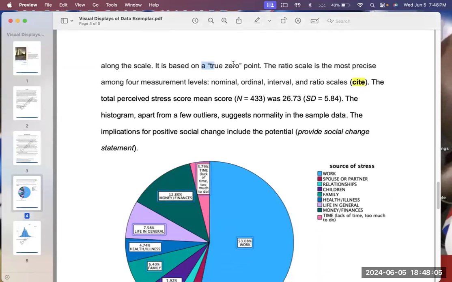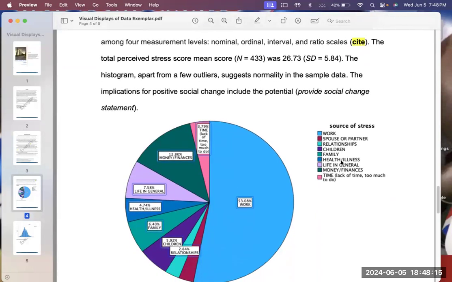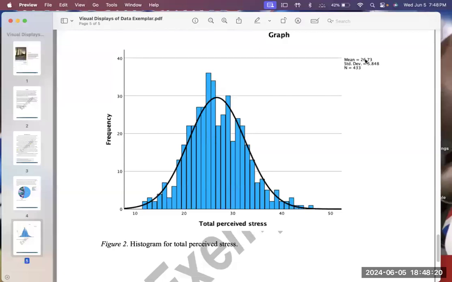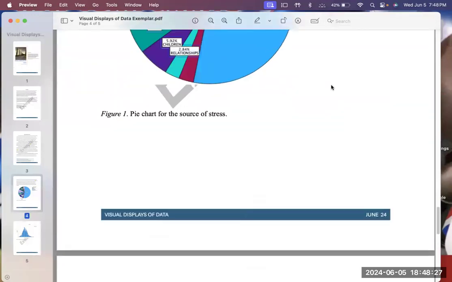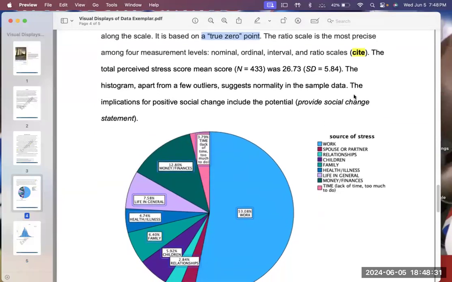And then I just said something. Remember, I talked about a true 0 point value, etc. And then I said the total perceived stress score, the mean, N is 433. That means the sample. And you can get that from the output. You see right here the graph. You see the mean score. It's going to give you all that information, and the standard deviation. It's all there, so you can talk about that stuff, the standard deviation, okay? And then I went on to say the histogram, apart from a few outliers, suggests normality in the sample.